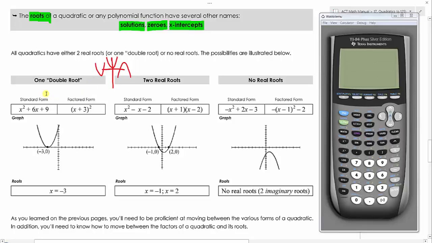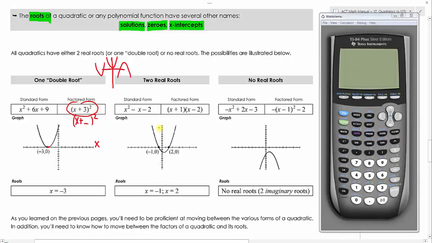We could get a double root, which occurs when the parabola just kisses the x-axis. So if you ever see a parabola whose minimum or maximum point is tangent to the x-axis, that basically means that we have a double root and we have something in the form x plus something squared. So that is one situation. We could have the parabola just kissing the x-axis, in which case we have what is known as a double root, and we have the factored form that looks like this.